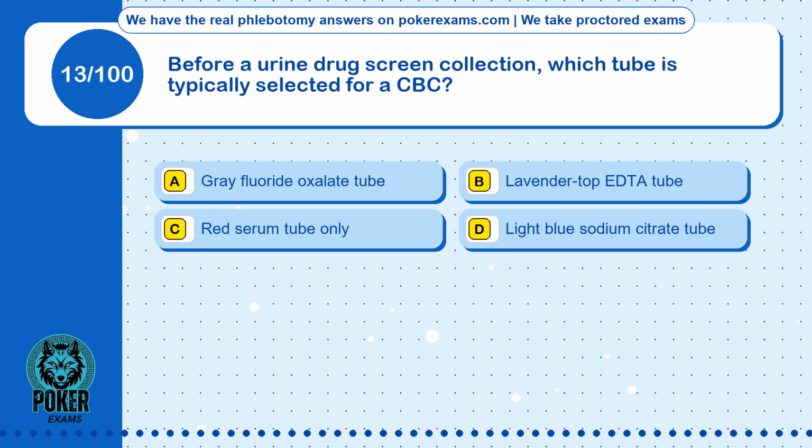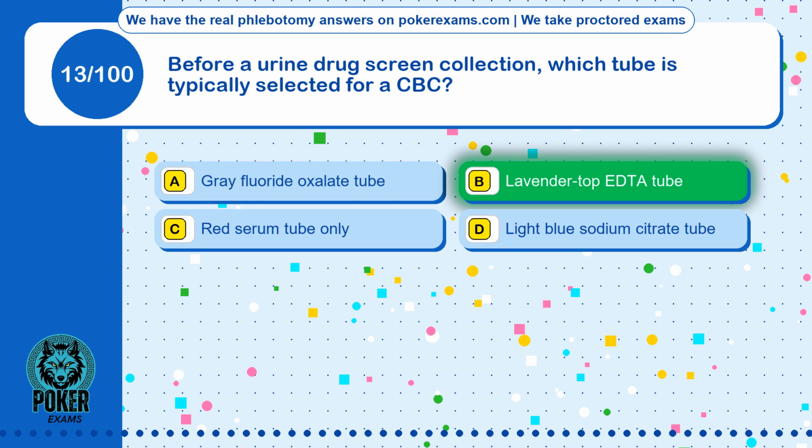Question 13. Before a urine drug screen collection, which tube is typically selected for a CBC? Option A, gray fluoride oxalate tube. Option B, lavender top EDTA tube. Option C, red serum tube only. Option D, light blue sodium citrate tube.